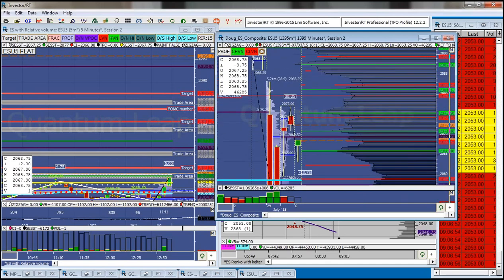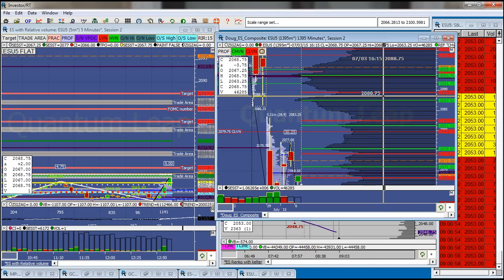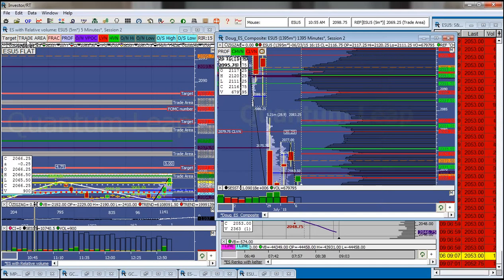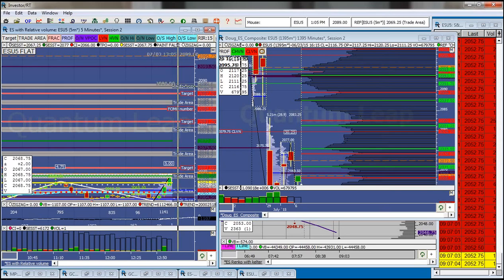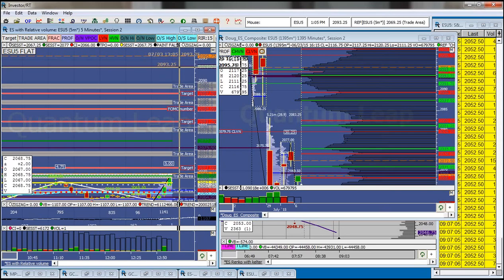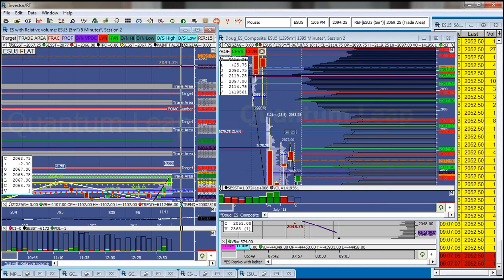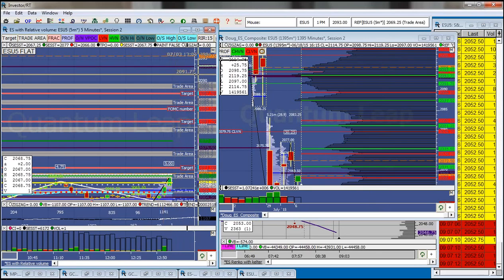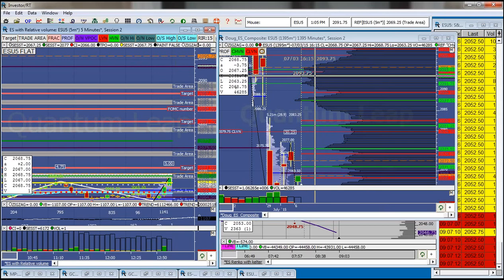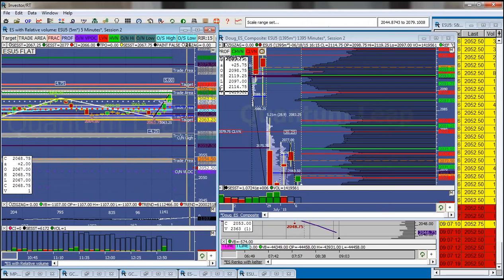89.50. There's the value area low at 88.75. I'm going to use 89. And then the major magnet above is the microcomposite VPOC going back to the beginning of February, which is still up here at 93.50, 93.75. All right, so that's to the upside.